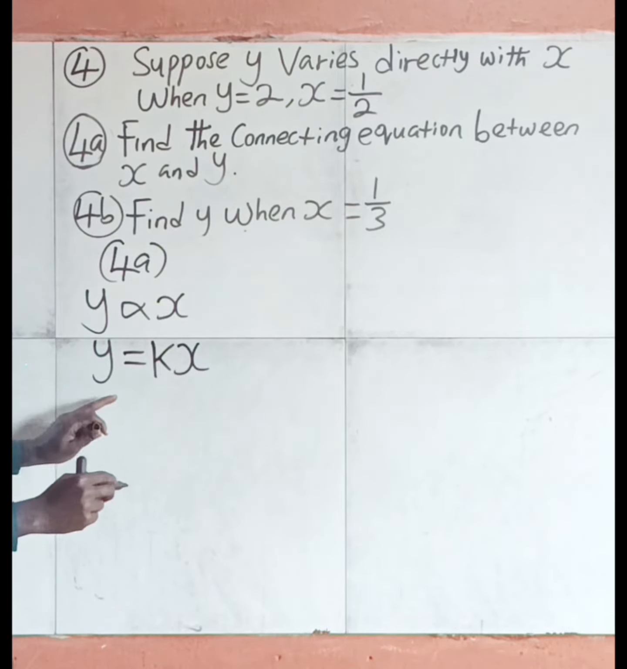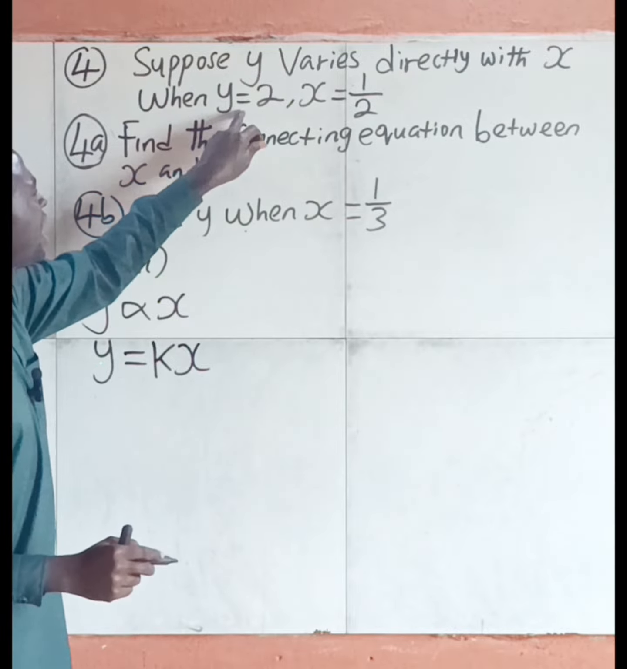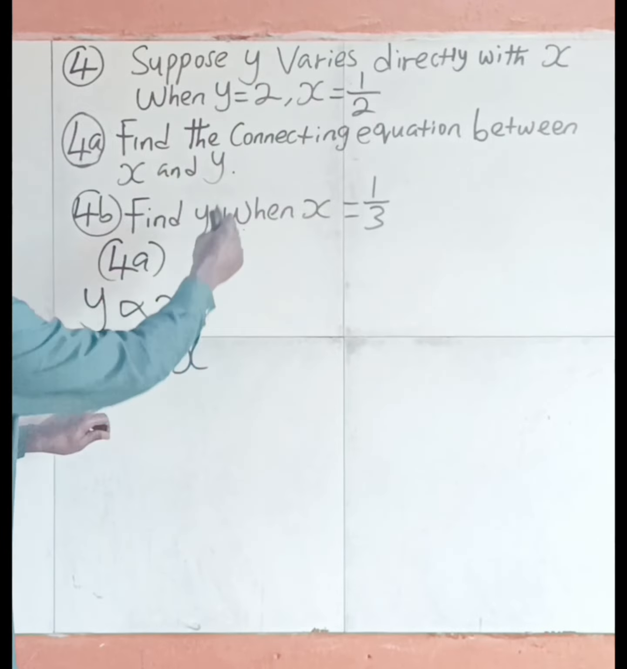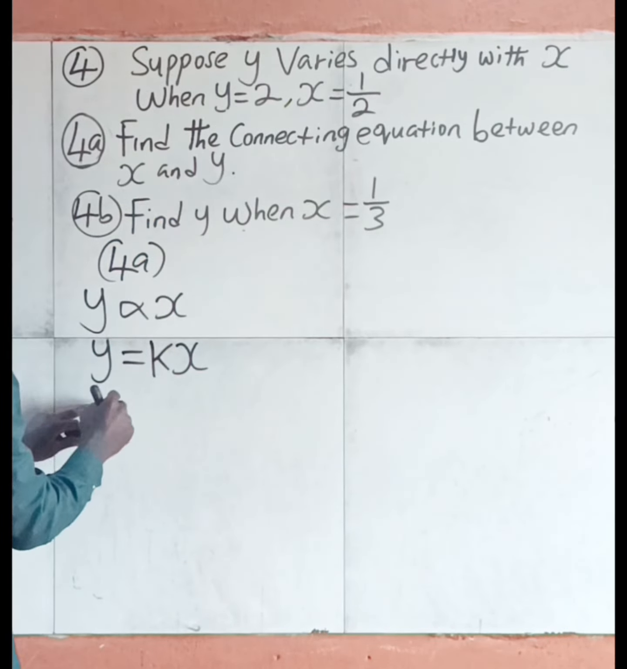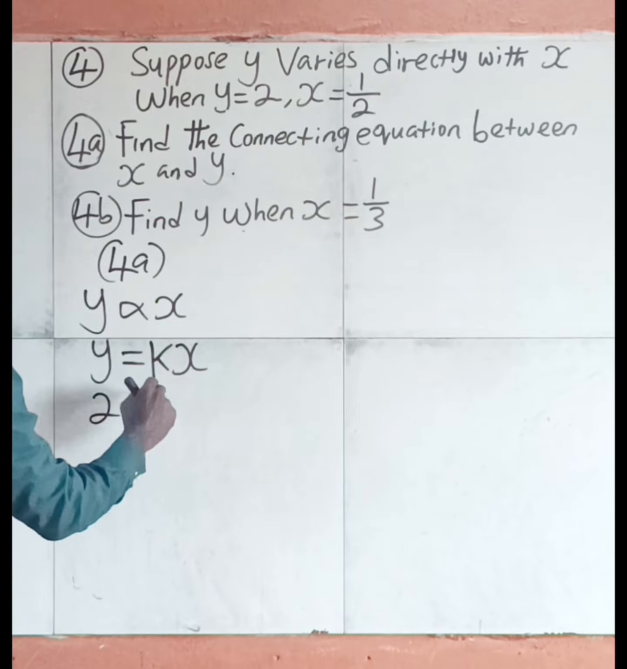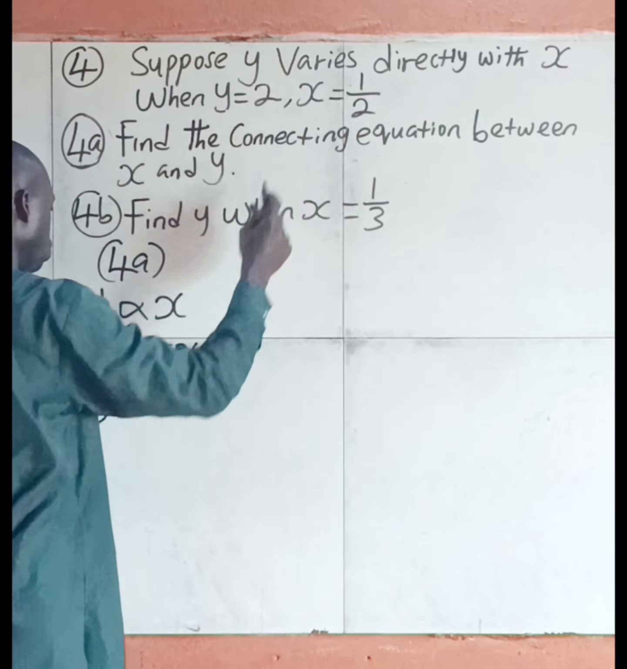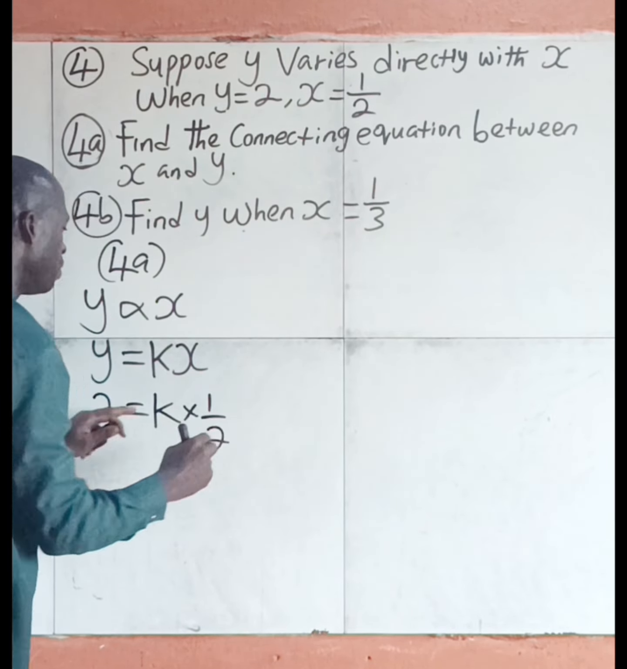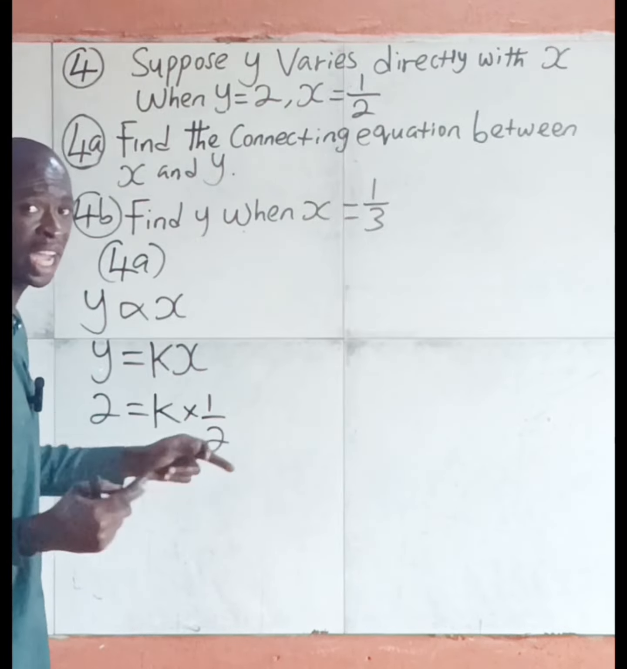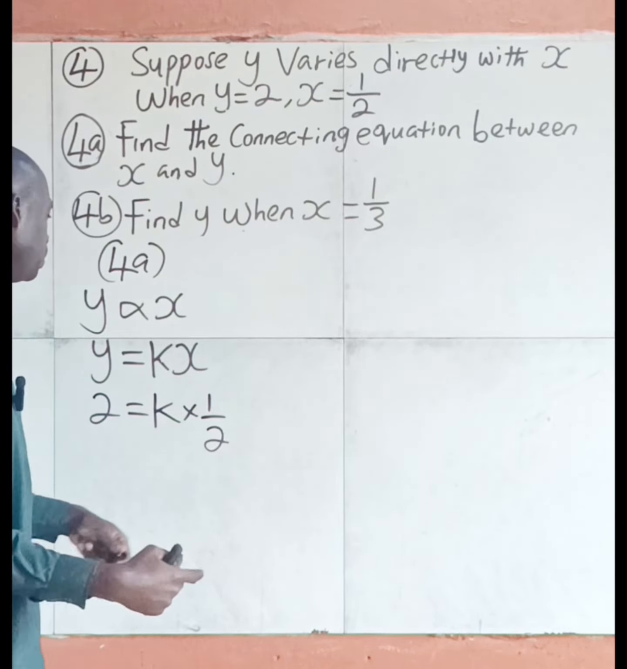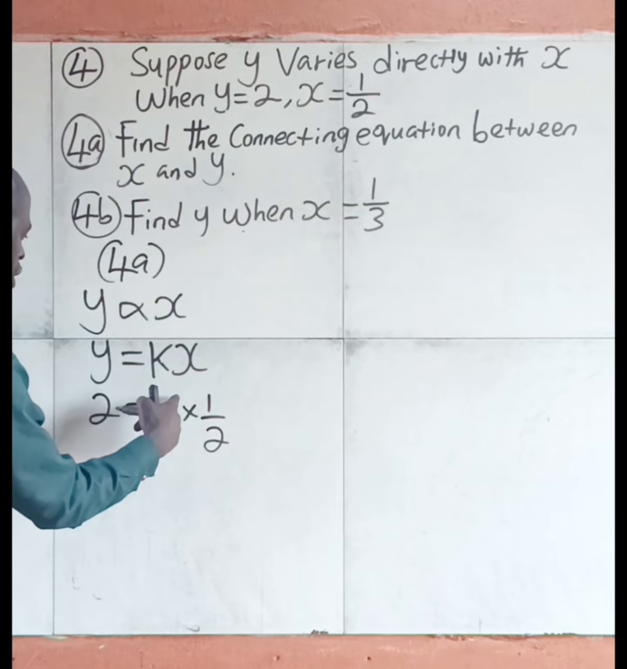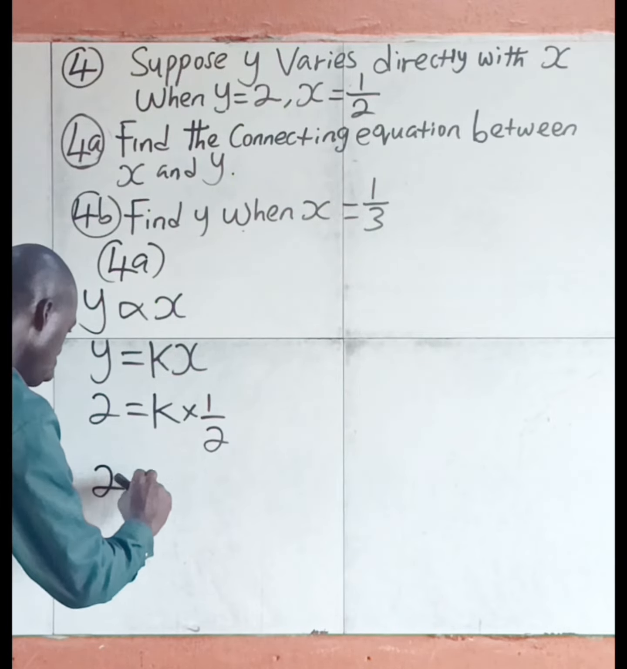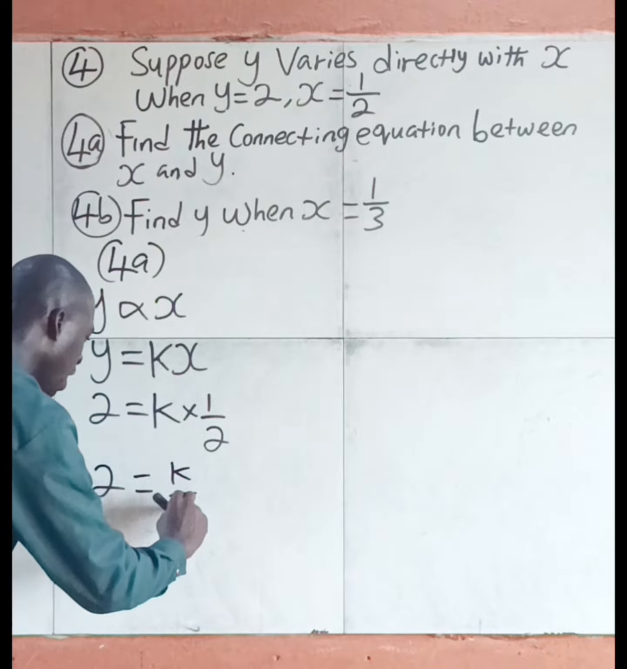Next, we are going to substitute the values of y and x into this equation which we just generated. What is y? y is 2. So wherever I see y, I'm going to place the value of 2 there. Next, our x is 1 over 2. So I'm going to say k times 1 over 2. Remember in algebra, when two terms are close to each other, there's a multiplication sign in between. So it becomes k times 1, and k times 1 gives me k. So I'm going to have k over 2.